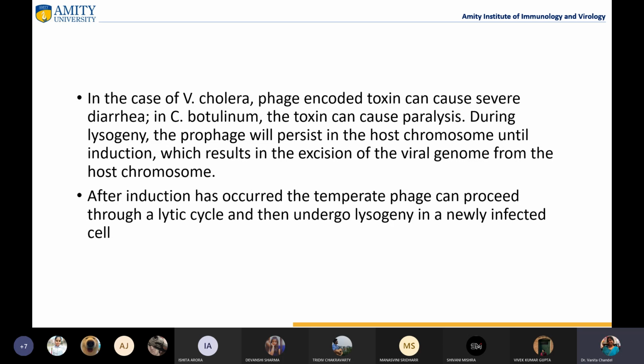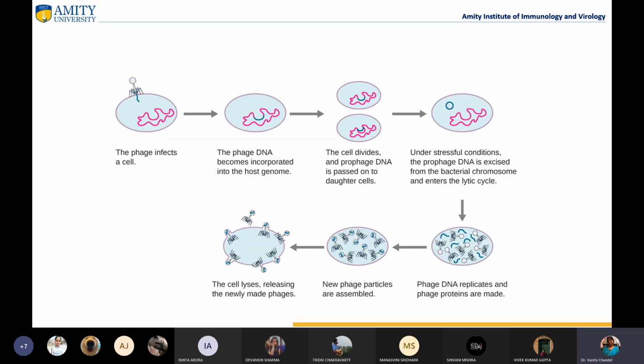During lysogeny, the prophage will persist in the host chromosome until induction, which results in the excision of the viral genome from the host genome. After induction has occurred, the temperate phages can proceed through the lytic cycle, and then they undergo lysogeny in a newly infected cell. So this is how they carry on. This is the example of a lysogenic cycle.